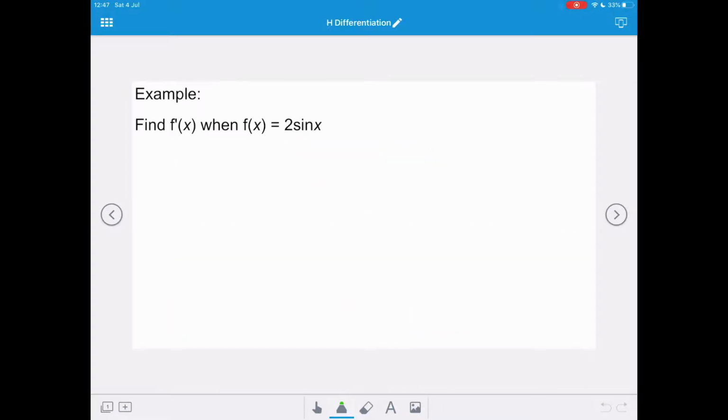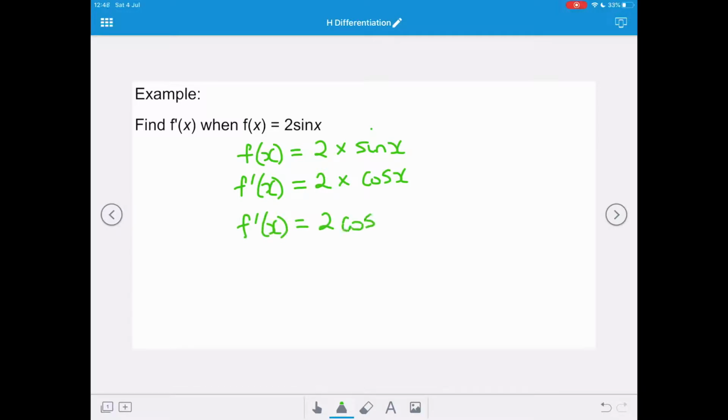Now in the example, we want to find the derivative of the function of x when f of x equals 2 sin x, which means we've got f of x equals 2 multiplied by sin x. So the derivative of f of x with respect to x is 2 multiplied by the cosine of x, and then we just remove the multiplication sign, so the derivative of this function is 2 cos x.